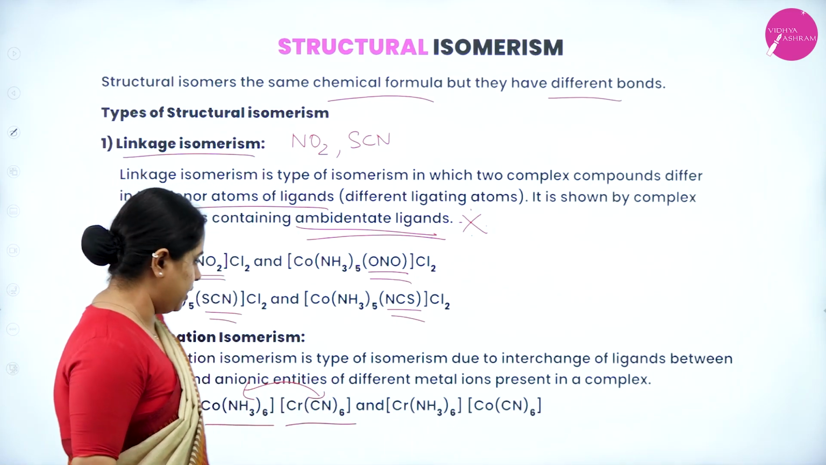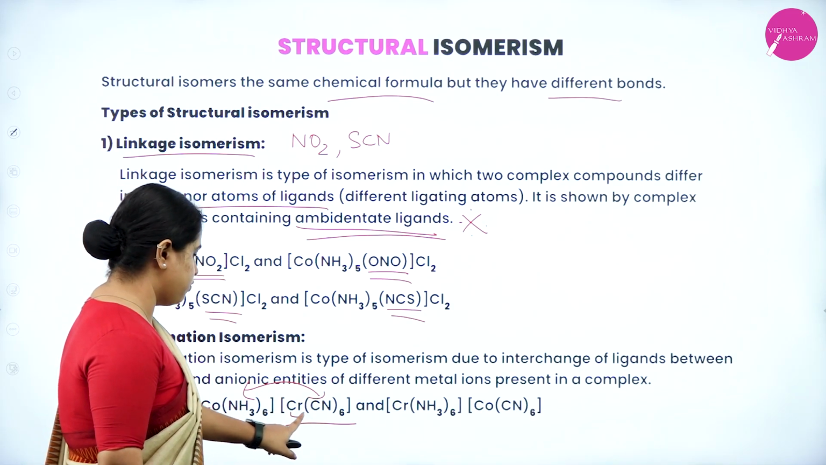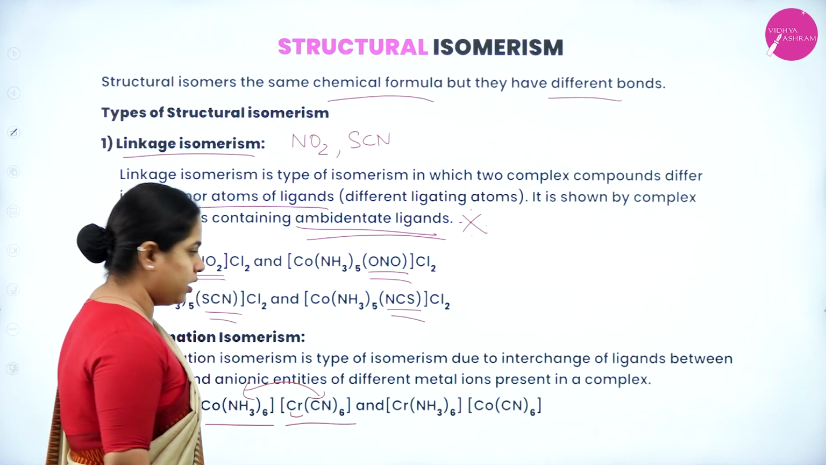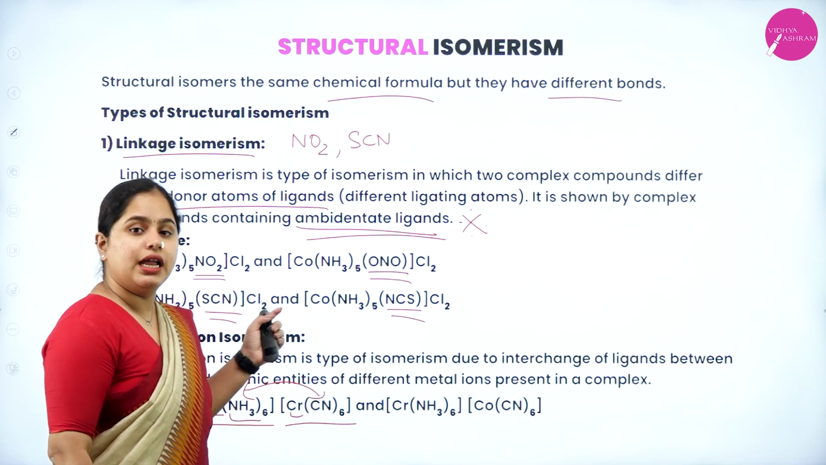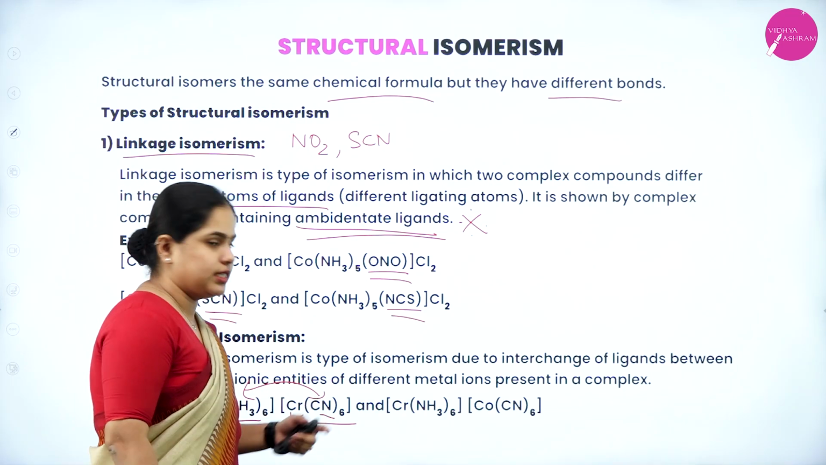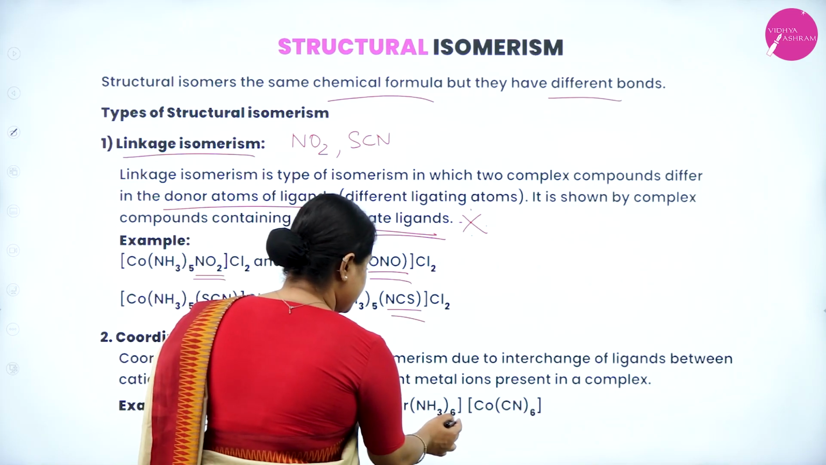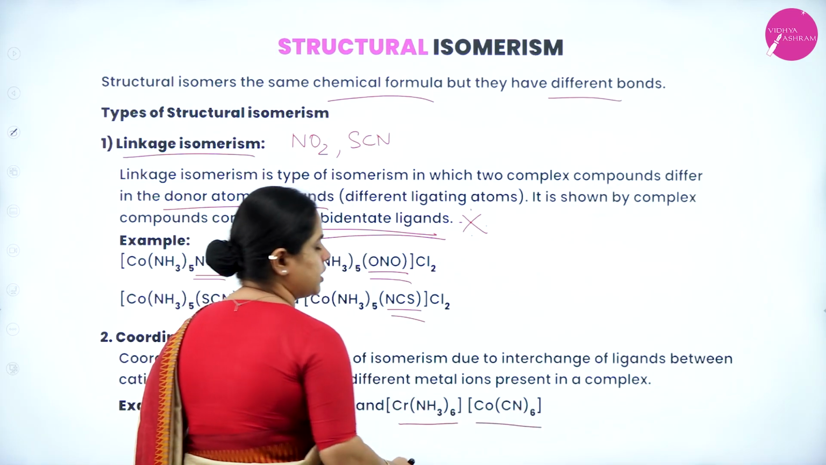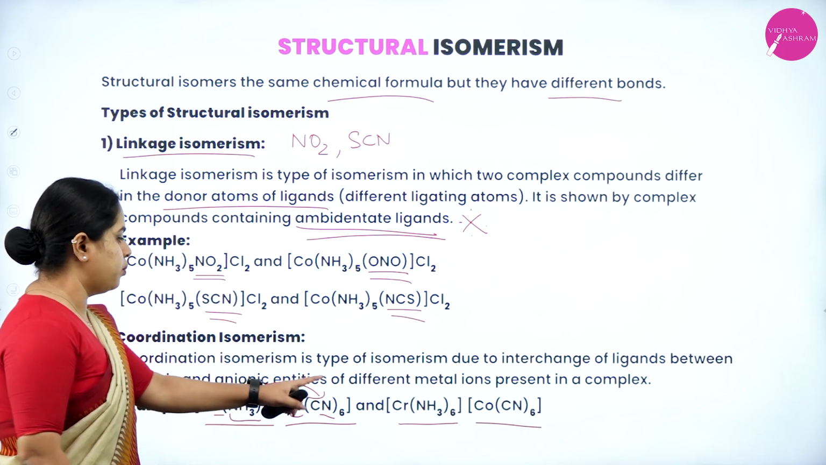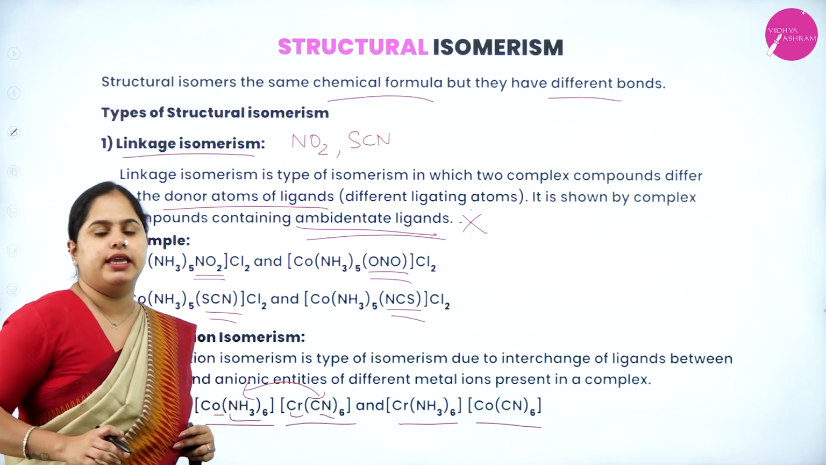So what you will get is [Cr(NH3)6], that is, now chromium is forming the bond with the ammine ligand, and cobalt will form the bond with cyano, right? So that is what you can see here, [Cr(NH3)6] and [Co(CN)6]. In both these cases, just exchange the ligands, okay?